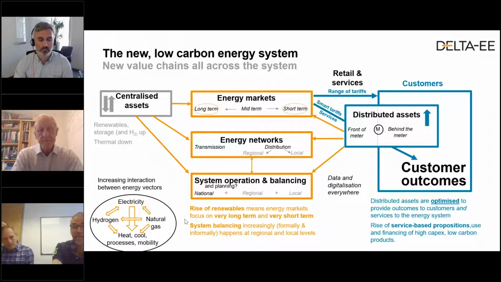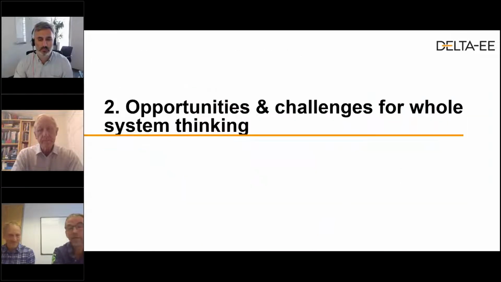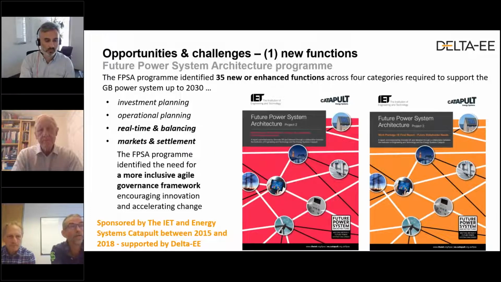Thanks, John. It's a complex, challenging journey we're on, and so I'd like to now perhaps move on to the next section just to highlight some of the opportunities and challenges that we've identified at Delta-E and LCP regarding this transition journey that we're on towards the new value chains that John's just set out. So we've got four key areas that we'd like to talk through briefly now. First one being around new functions. Dave, would you like to take this slide and talk around this?